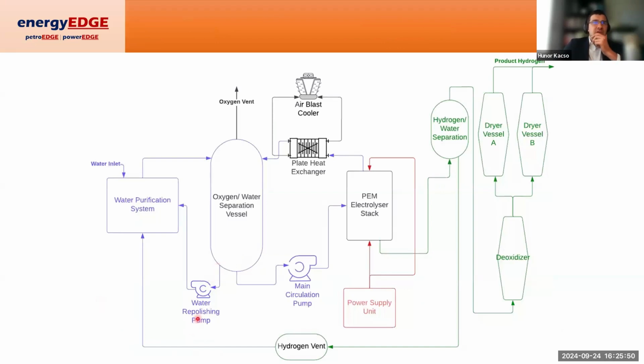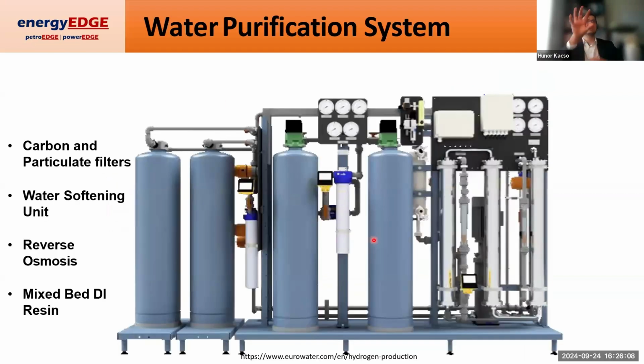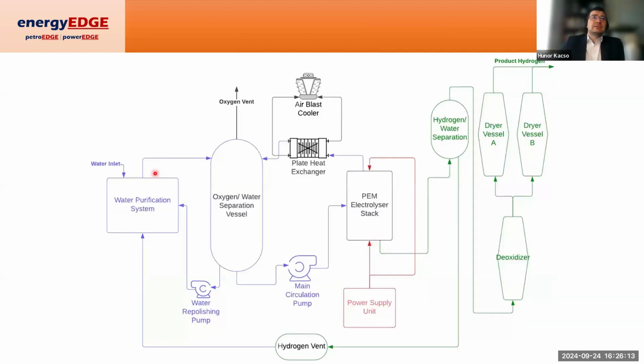So there are two parts of the water purification system. Typically, you'll have the water inlet, and you will have what we've just talked about, this water purification system with the activated carbon filter, the particulate filter, reverse osmosis, etc. The role of this water purification system is to get you from your potable water, or your tap water, to the water that you can actually use in your PEM electrolyzer.